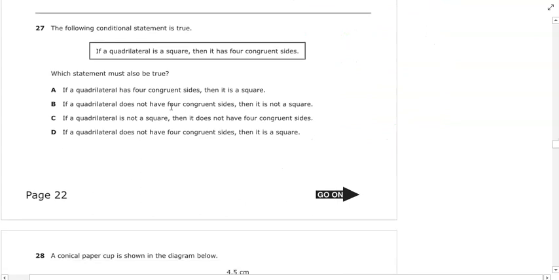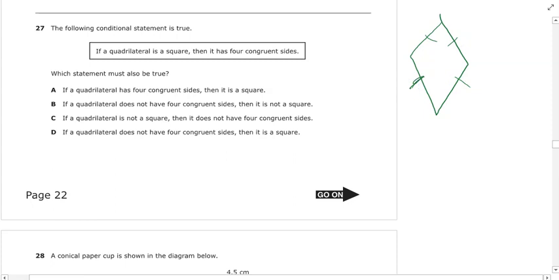27 says the following conditional statement is true. If a quadrilateral is a square, then it has 4 congruent sides. Which statement must also be true? If a quadrilateral has 4 congruent sides and it's a square, that's not true. You could have a rhombus. Here's a quadrilateral with 4 congruent sides. That's a rhombus, not necessarily a square.